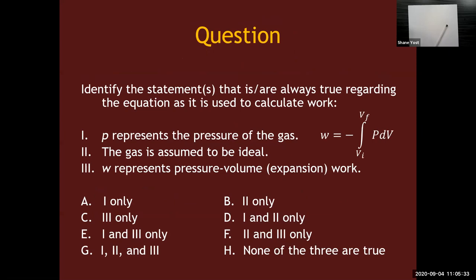Which of these statements is or are, if there are multiple of them, always true when calculating work? When using this equation to calculate work, is one, P the pressure of the gas, always true? Two, is the gas assumed to be ideal, always true? And three, does W represent the pressure volume expansion work in this problem?